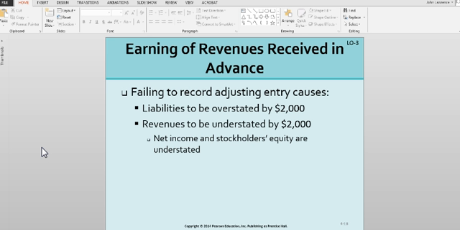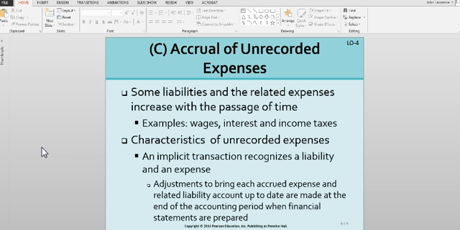We're going to pause here as we're coming up at the end of our first 15-minute session. When we start again, which will be session 2, we're going to start talking about accrual of unrecorded expenses.